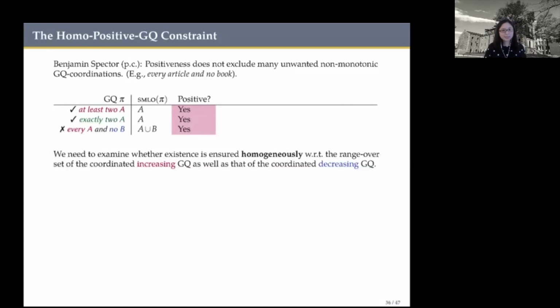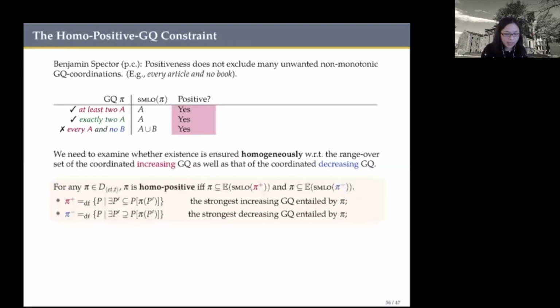Taking one step back, it seems that we were wrong: the previous idea was looking at positiveness with respect to the entire generalized quantifier, but that's not the correct direction. Instead, we should look at the two components of that generalized quantifier. One is the decreasing part, one is the increasing part. So we need to examine whether existence is ensured homogeneously with respect to the range over set of the coordinate increasing generalized quantifier as well as that of the coordinate decreasing quantifier.